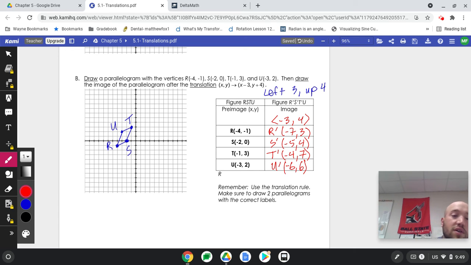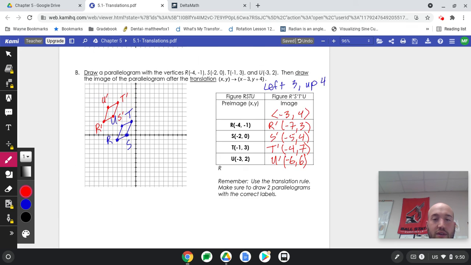Okay, so R, S, T, and U. Or you could count them over. It's up to you. You can plot these points or count them over, whatever you think is easier. So left 3, up 1, 2, 3, 4. That is where all of our points will go. And we can connect those dots. And we are done. So there is more to the notes, but we will jump back in with this tomorrow.